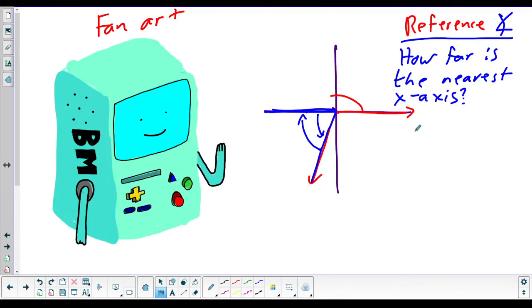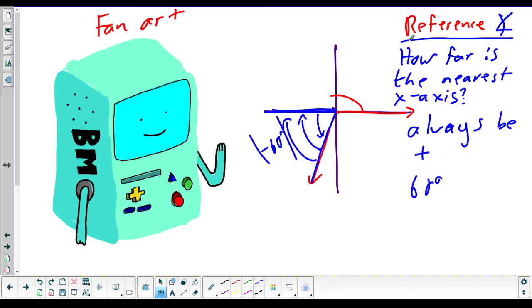This angle will always be positive. Always be positive. So even though we're kind of saying, oh, well, you go backwards, that should be maybe negative 60 degrees. Just take the absolute value. It's 60 degrees. Okay. Those are reference angles. You might see those on your homework.